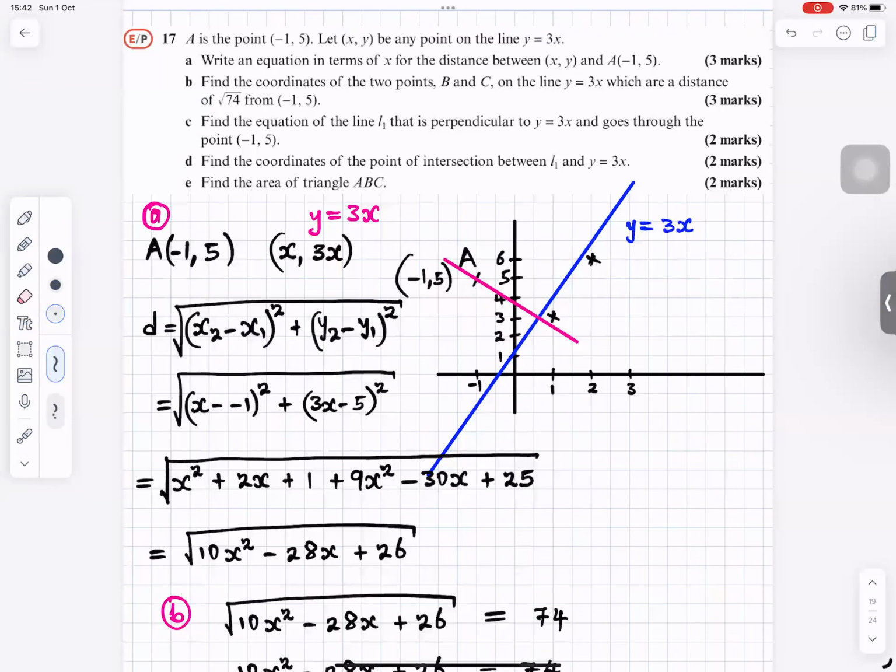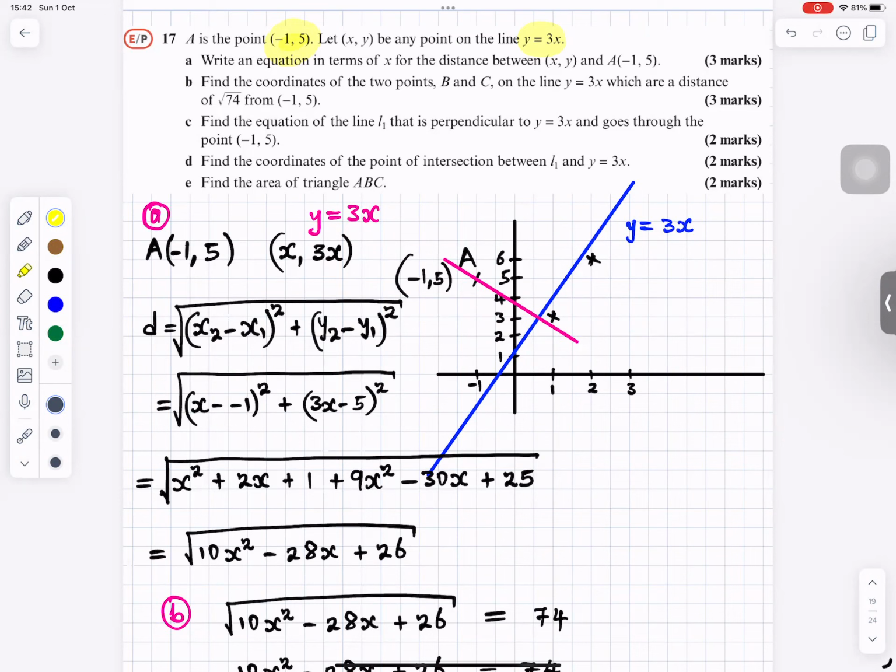I'll read the question. Very important to read the question completely in an exam. Take your time and read it properly, and you can highlight important things. So I'll read it and I'll highlight some of the things. A is the point minus 1, 5. Let x, y be any point on the line y equals 3x.